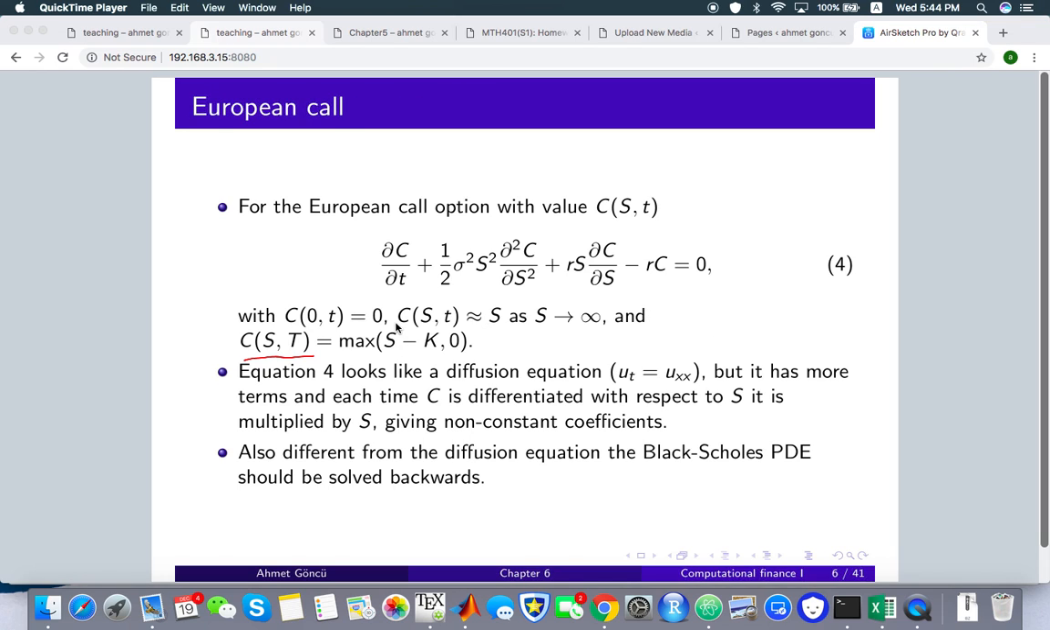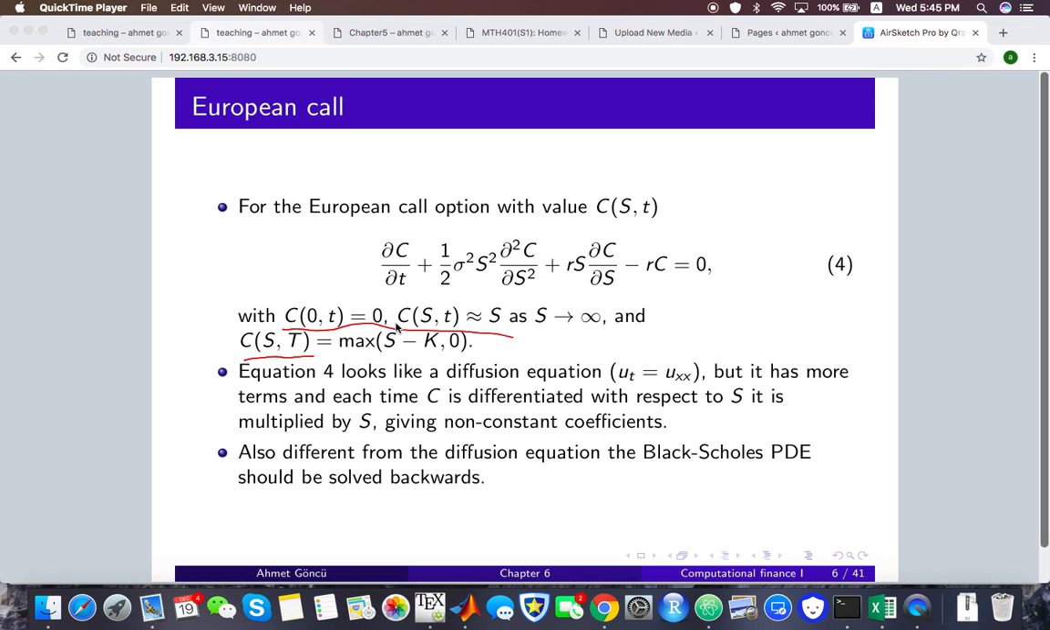So next we will consider a more specific financial derivative, which is the European call option to start with. Because under the European call option, we can define our terminal condition, and we can also consider our boundary conditions, as you can see. Since we know the payoff of the European call option at the terminal time, this is a terminal condition here.